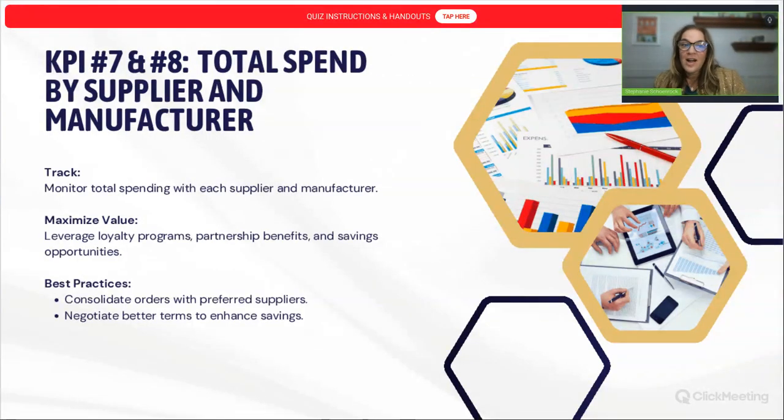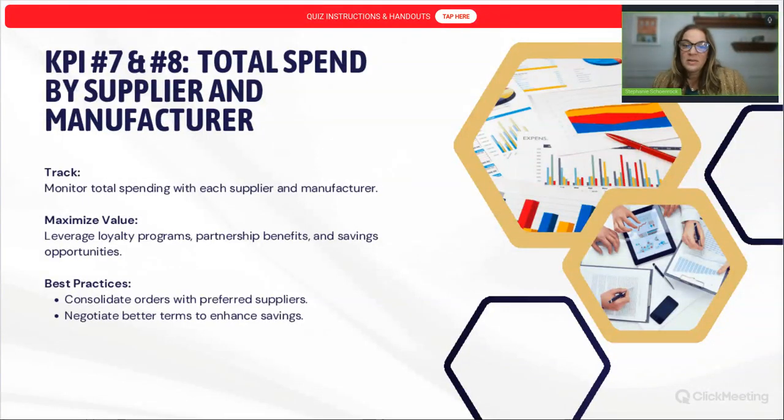KPI 7 and 8 are your total spend. So all the money that you spend on supplies by the supplier and by the manufacturer. This data is probably best viewed in longer blocks of time, like every 6 months or a year. And it can really show you an opportunity to partner with manufacturers that have programs. So everyone's familiar with buy get offers or free good offers.